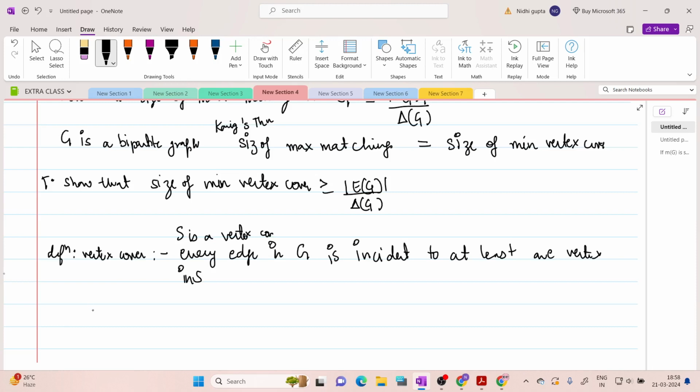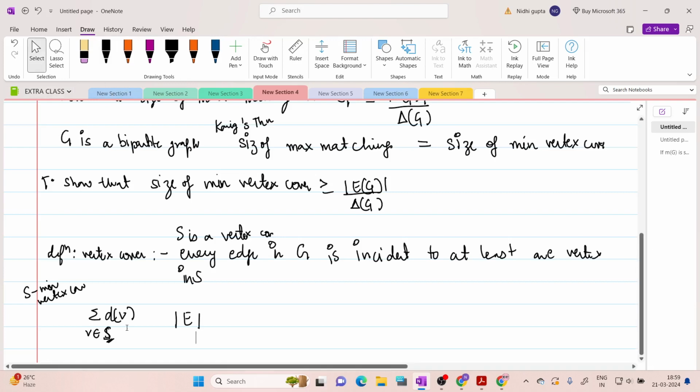Now, is there any relation between the sum of d(v) for v belonging to S, where S is the vertex cover? Here S is the minimum vertex cover. So I'm asking, is there any relation between these two terms? What is less than what is less than or equal to?